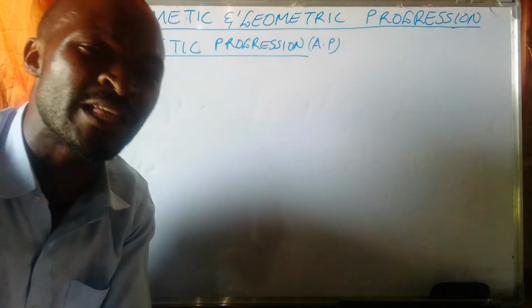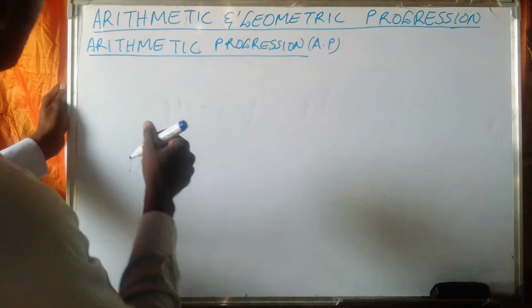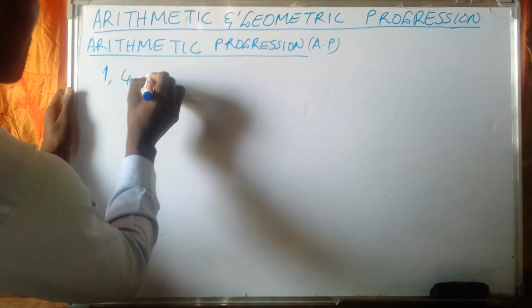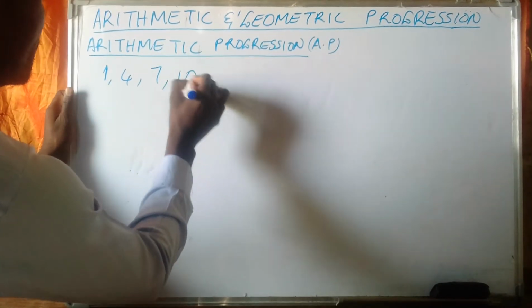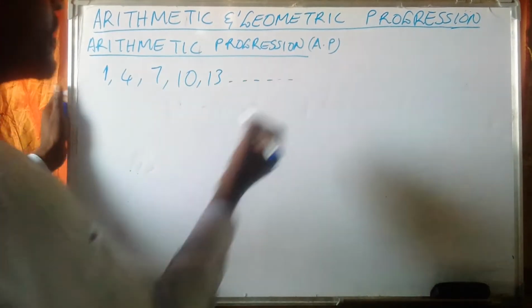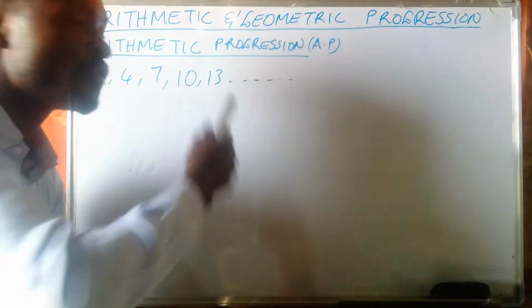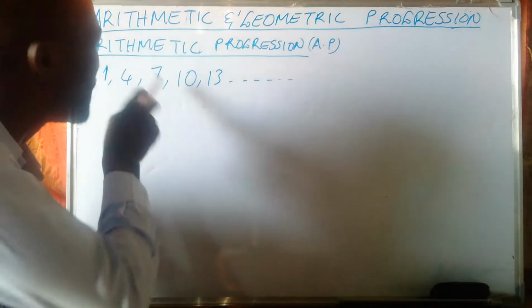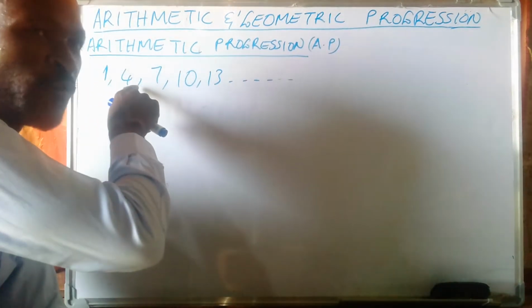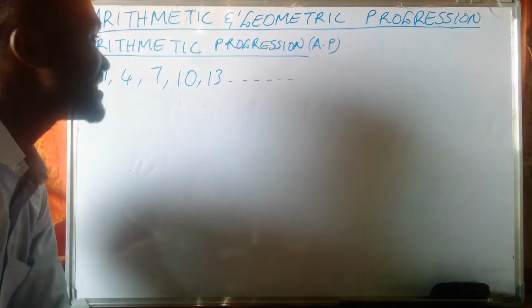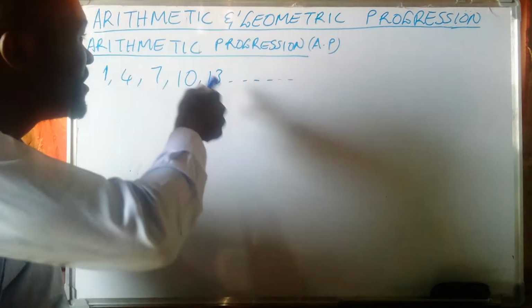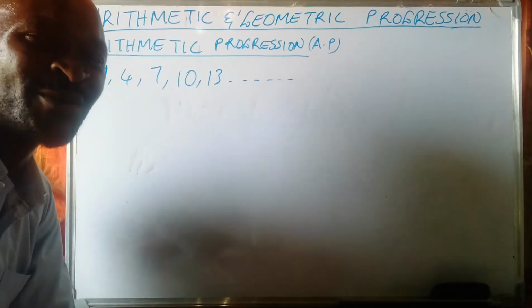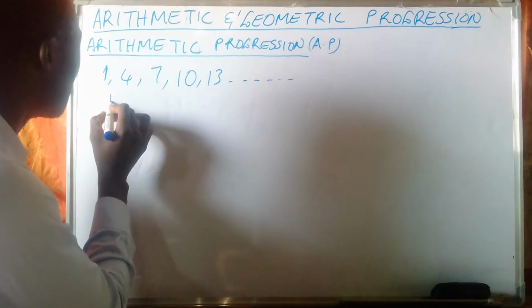Let's have an example like this one. For instance, you are given a sequence: 1, 4, 7, 10, 13, and so on. To find the common difference, you look at the number that is added as you move from 1 to 4 to 7 to 10 to 13. Therefore, the common difference here is 3. Now, D is 3.